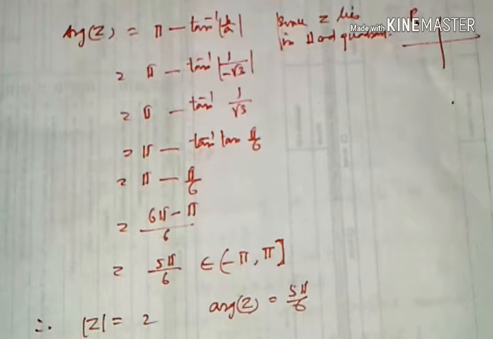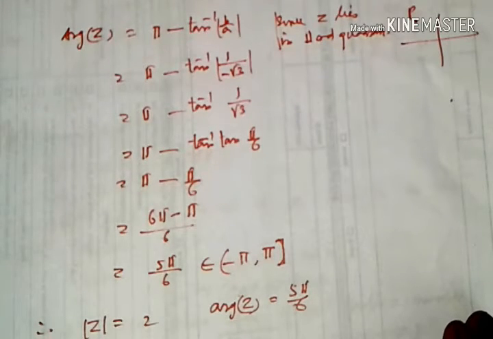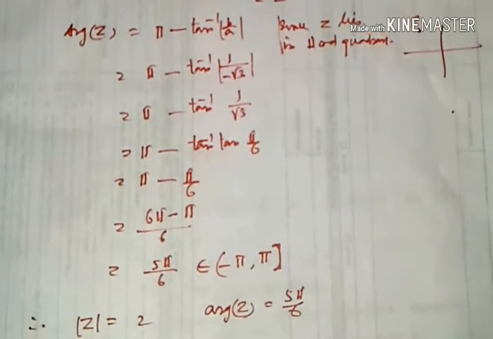So it is the principal argument as well as the argument. Therefore modulus of z is equal to 2, and argument of z is equal to 5 pi by 6. This is all about problem number 2.